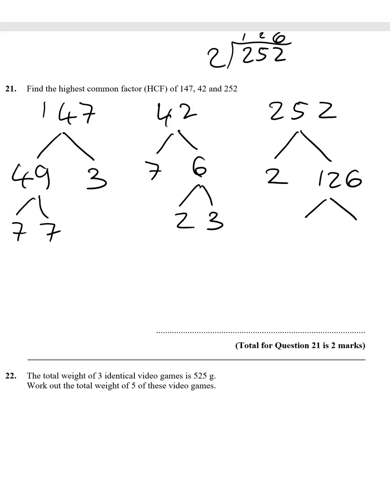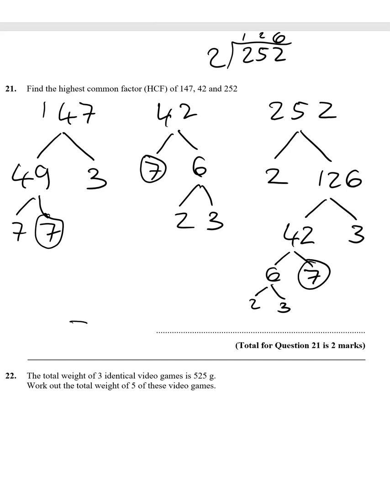126, and actually that is 3 lots of 42. Then we got 6 and 7, and 2 and 3. Okay, so let's have a look which ones we've got appearing in all three. We've got 7, a 7 and a 7. Okay, have we got any other numbers that appear in all three? Well, we've got 147 there. No, okay, we've got 3. We've got 3 there, a 3 there, and a 3 there.